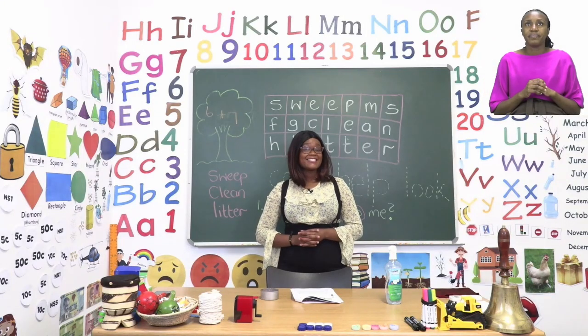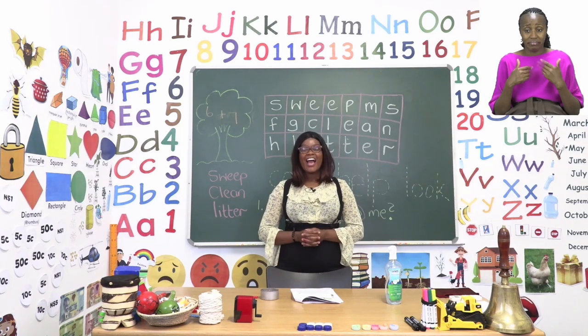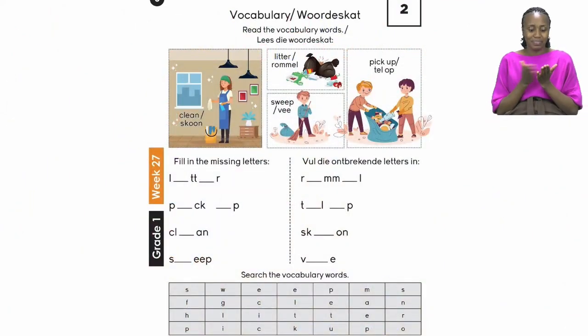Boys and girls, let's start our lesson by going to page 6. On page 6, we are going to be doing our vocabulary words. Now, this week is all about cleaning up and our environment. So the words for our vocabulary are going to show that. The first one we can see is a picture of a woman, she is cleaning, and the word is clean.